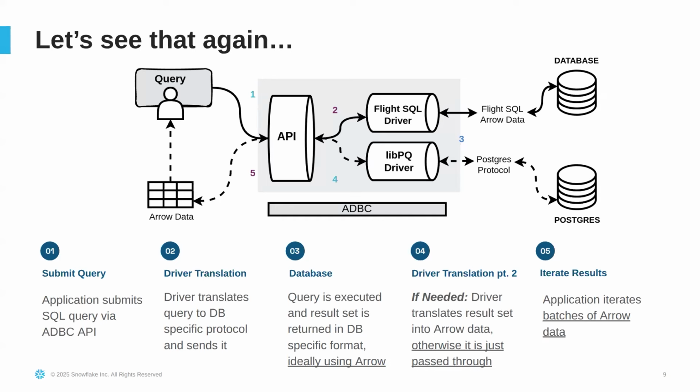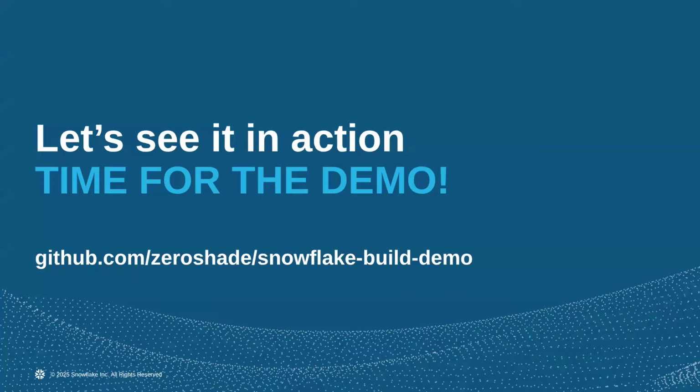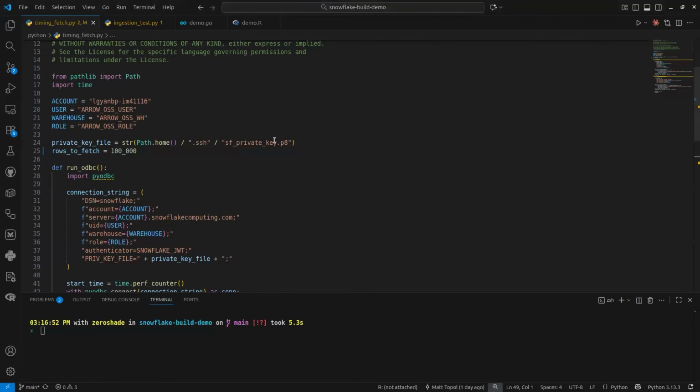And then finally, of course, the application can then iterate over a stream of batches of Arrow data. Now, obviously, I'm not expecting you to take my word for this on its own, because the entire purpose of this Snowflake Build conference is demos and code. And so let's see this in action.